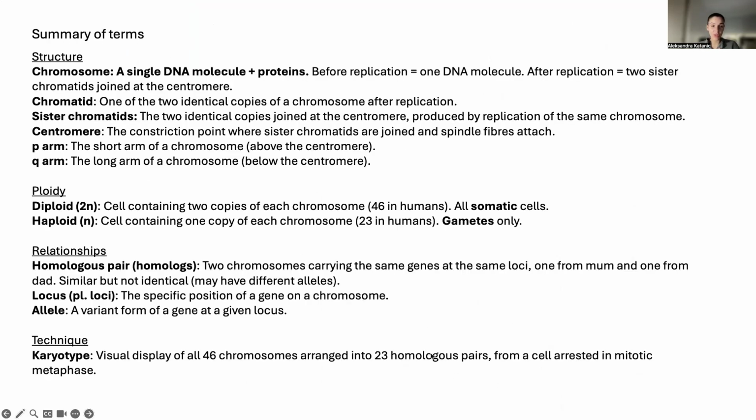And that's it. I've got a summary here of what was spoken about for reference. Hopefully, this has given you a better understanding of the terminology used to describe chromosomes.